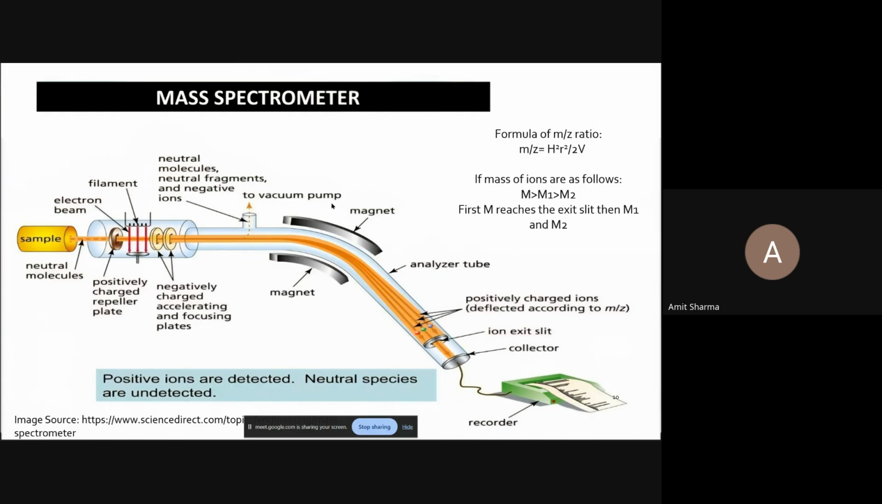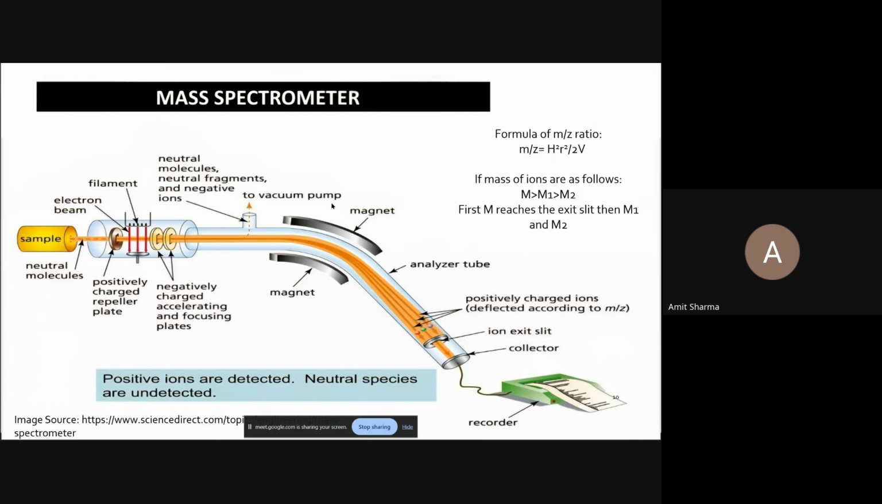All the residue molecules, like neutral molecules, neutral fragments, and negative ions, are ejected out of the mass spectrometer using a vacuum pump. This is done to make sure that the experiment is conducted only on the desired ions.